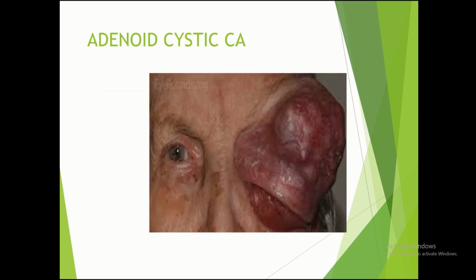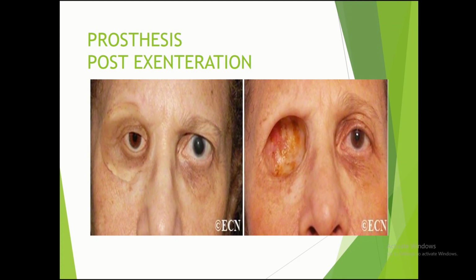So this is adenoid cystic carcinoma, and see, this is an exenterated orbit, and a prosthesis has been applied. See how well they made the prosthesis, and it has been applied.